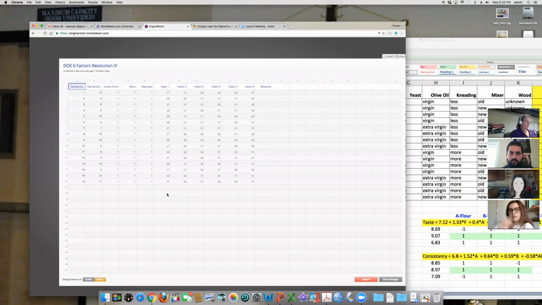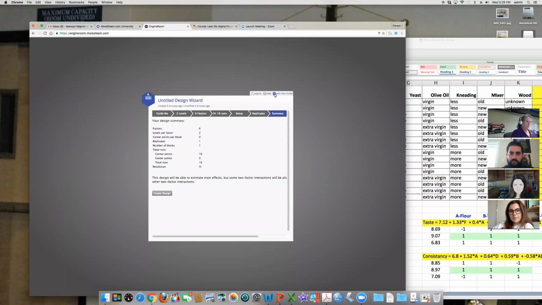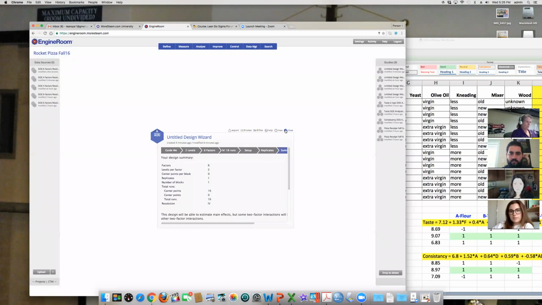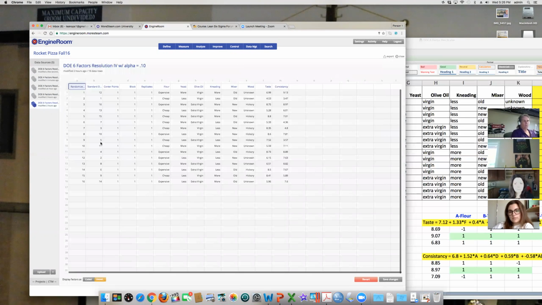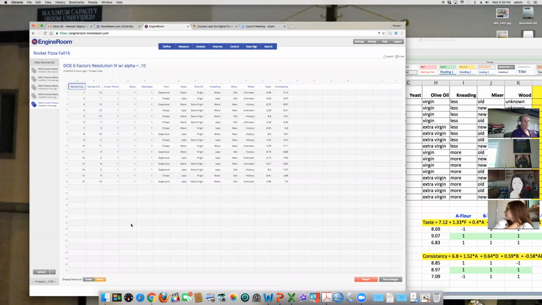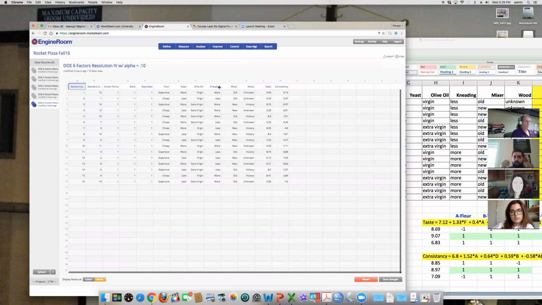What it does is it tells you what the levels are. I'm going to go ahead and close this and open up the one where I already did the design. Let me see, 4 factors, 6 factors. There we go, this is the one I want. So I'm going to edit this. This is what it looks like when you have all the actual information put in with regards to what the levels are and also what the results outputs were.